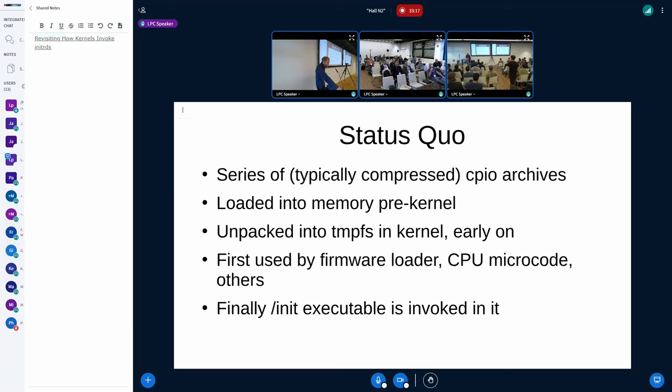Once the kernel did its basic initialization, it starts to unpack these CPIOs into a TempFS. This TempFS is already accessed before user space starts for a couple of things, like firmware stuff, microcode, and a couple of other things. And then eventually /init is invoked in it, right? So this is relatively flexible, because in most systems these days you have a couple of these CPIOs, right? Like CPU microcode is glued in front of the actual one that the OS provides. So even though we mostly think about the latter one, we should not forget that it's a series of things usually.